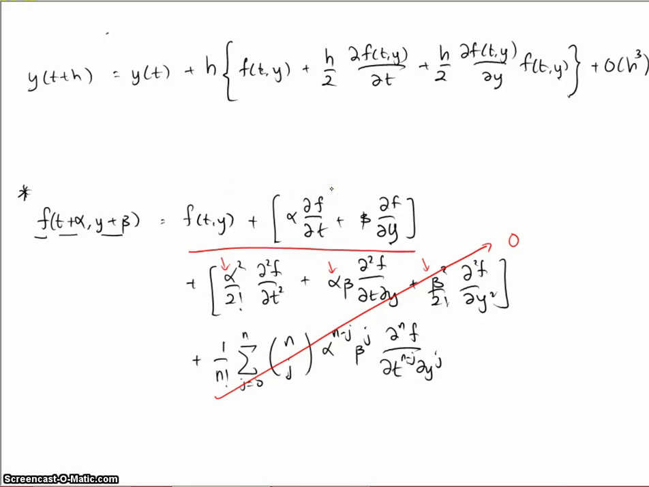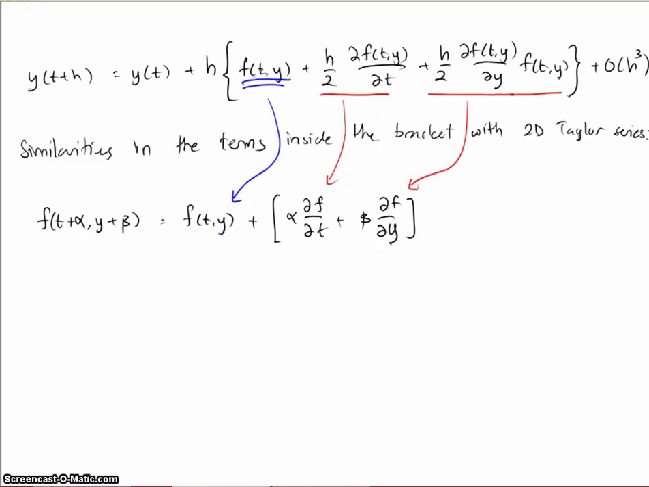If you compare this expression and the terms in the brackets from your Taylor series, you can see some similarity there. First of all, you have f as a function of t and y, so this would be similar to this, and you have df/dt, which you have over here, and you have df/dy, which you have right over here. So there's some form of similarity between the terms in the bracket and your two-dimensional Taylor series once you have ignored the higher order terms.